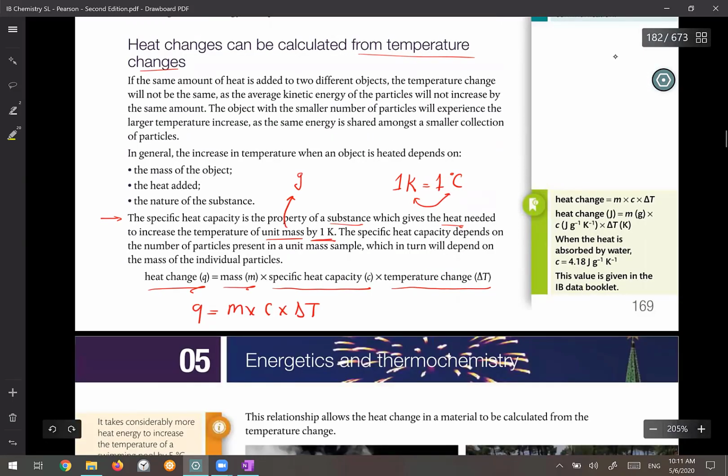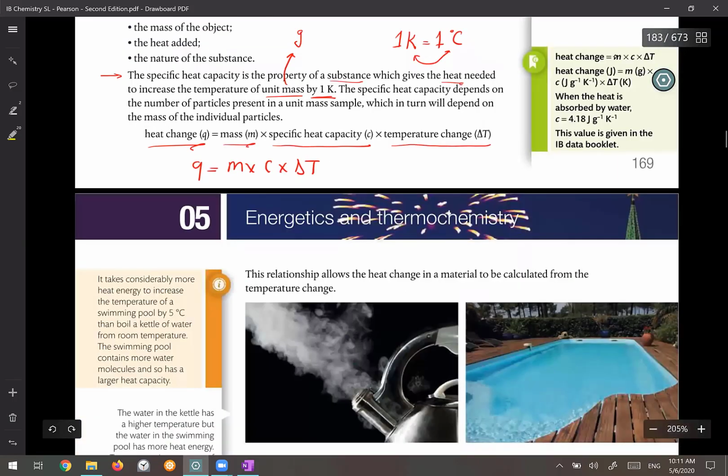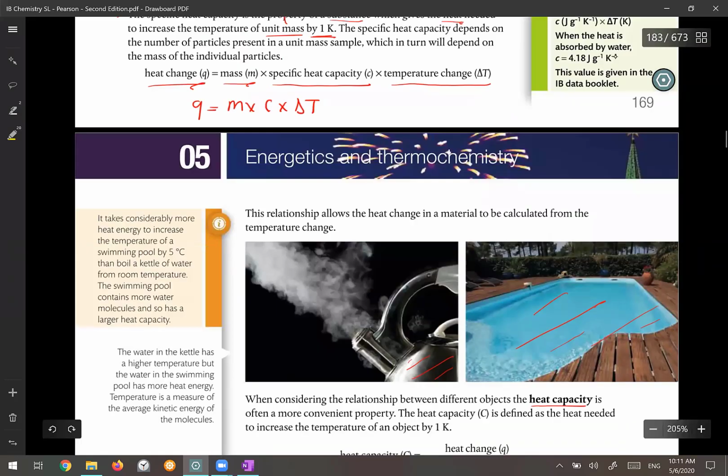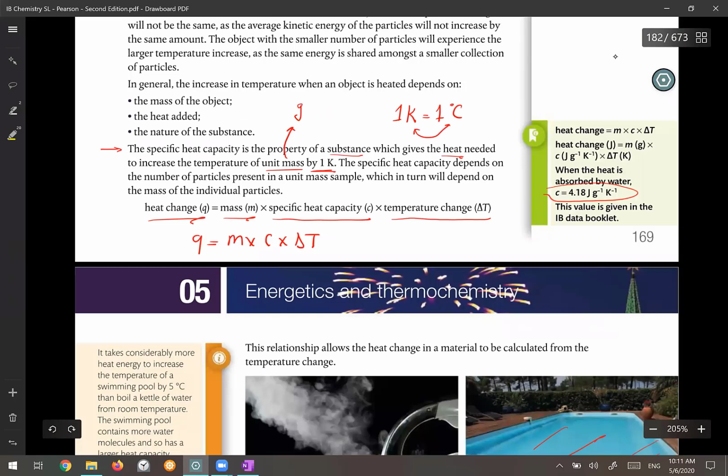But we have another concept, and it's heat capacity, not specific heat capacity. Look at the amount of the water which you have inside this swimming pool and inside this kettle. Both of them, the substance is water, and the specific heat capacity for the water is 4.18 joule per gram per Kelvin. It means if you want to increase the temperature of 1 gram of water by 1 Kelvin, you need 4.18 joule amount of energy. This is the specific heat capacity of the water.